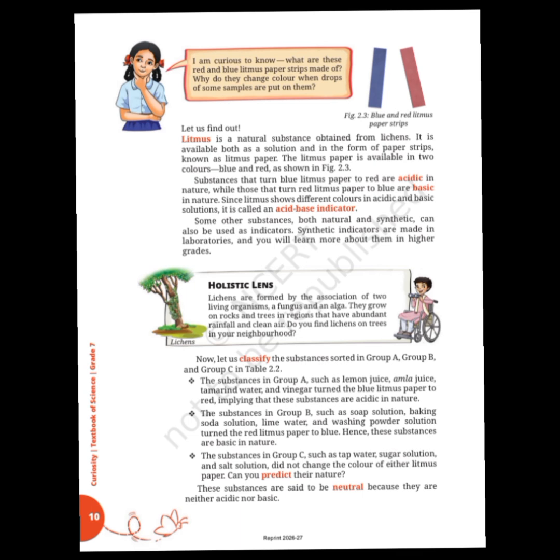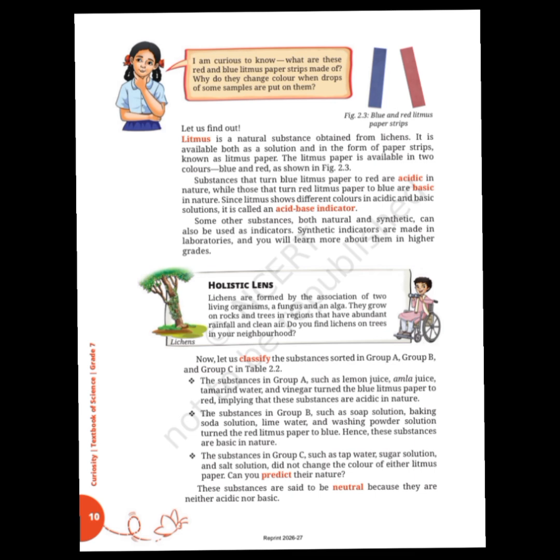A student asks, "I am curious to know, what are these red and blue litmus paper strips made of? Why do they change color when drops of some samples are put on them?" Let us find out. Litmus is a natural substance obtained from lichens. It is available both as a solution and in the form of paper strips, known as litmus paper. The litmus paper is available in 2 colors, blue and red, as shown in Fig 2.3.